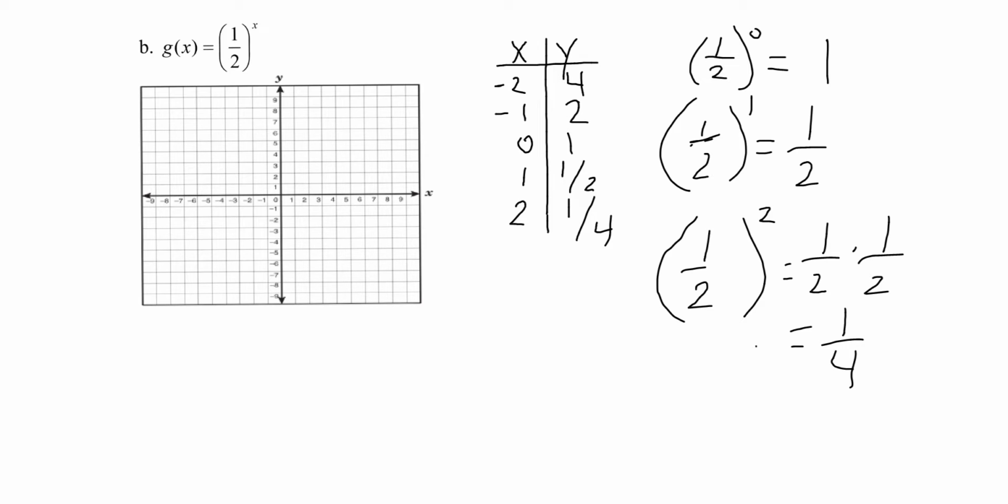So now we are ready to graph. First I have -2, 4, so that will be up here. Put it in red. All right, so it'll be right there. Then we have -1, 2, which is right here. We have 0, 1. And then we have 1, 1/2, which is right there. And then 2, 1/4, which will be a little bit lower. And again, there you're kind of estimating. And then next we're going to draw our curve.